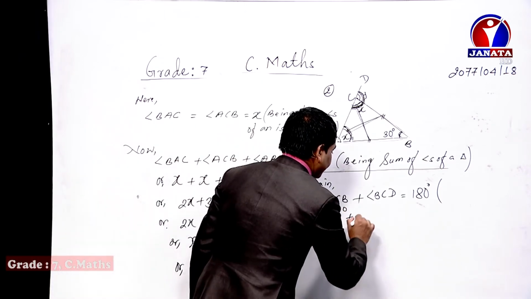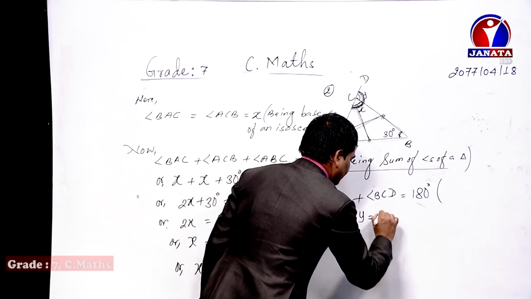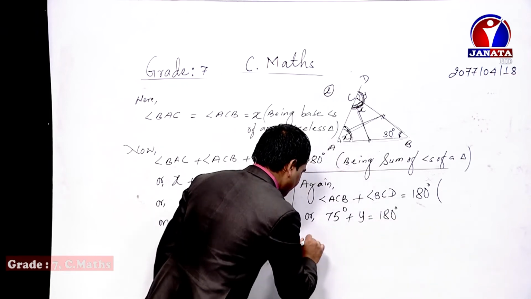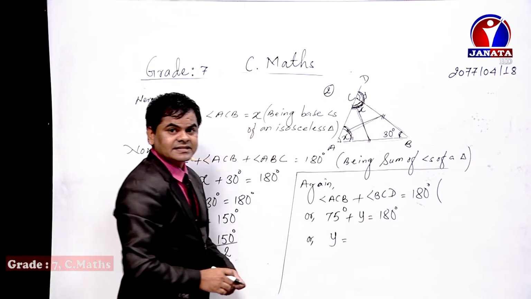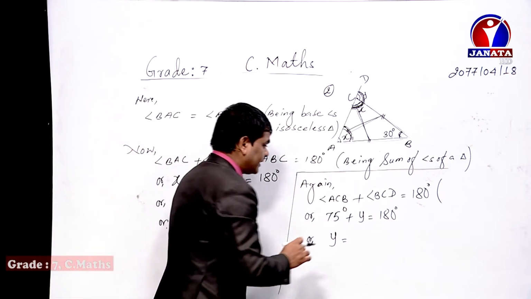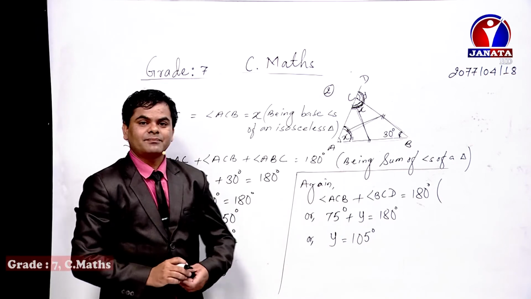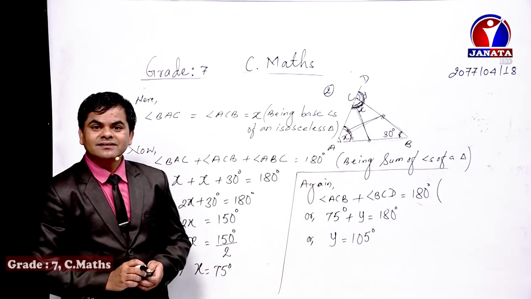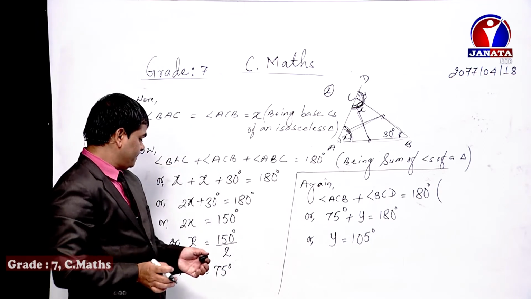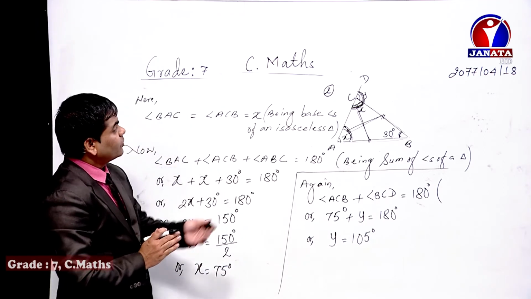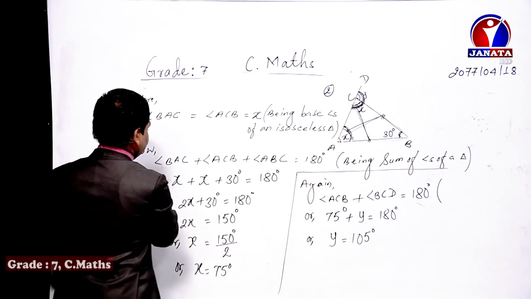Now our target is to find BCD, and BCD is given here as y. 75 degree plus y equals 180 degree. By taking 75 to the right hand side, y equals 180 degree minus 75 degree, which equals 105 degree, isn't it? So we got the value of x as well as y according to this figure. So this is the way of solving the questions, dear student.